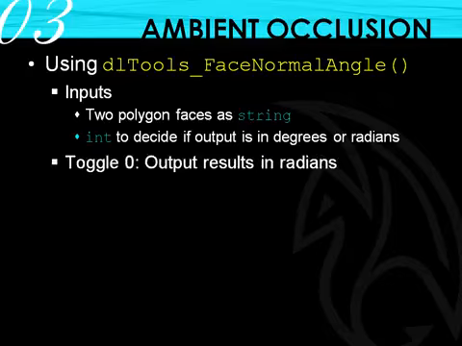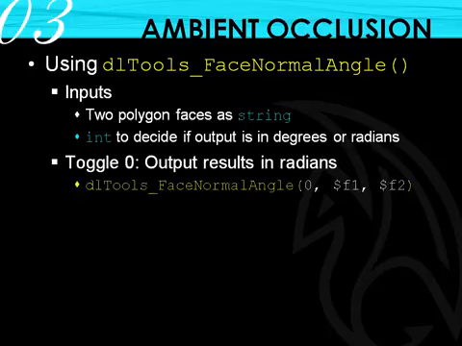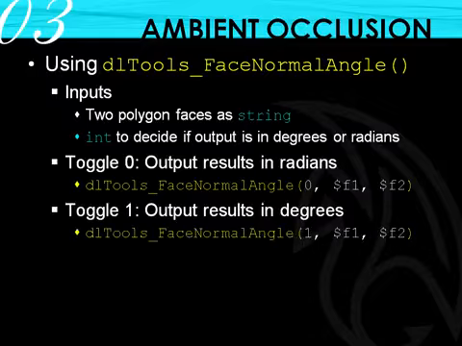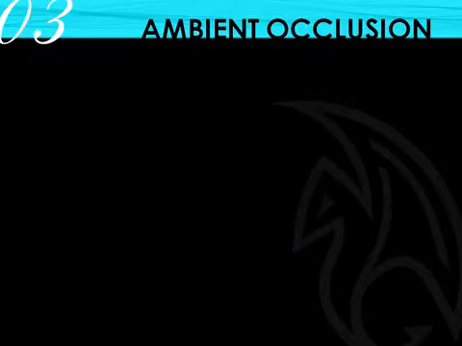So for example, let's say we put that toggle to 0, and that would essentially mean output the results in radians. We would put in 0 and then face 1 and face 2, remember strings that are representing those two faces, and it would report to us the true angle. And let's say we put the toggle to 1, so tell me the results in degrees. Again, we put the toggle to 1 and we call DL_tools_face_normal_angle, and then we put in face 1 and face 2.